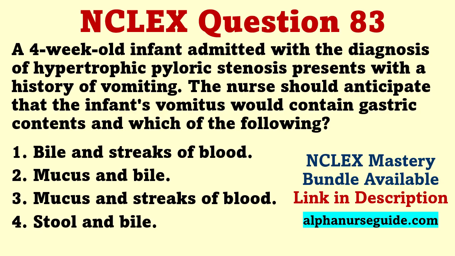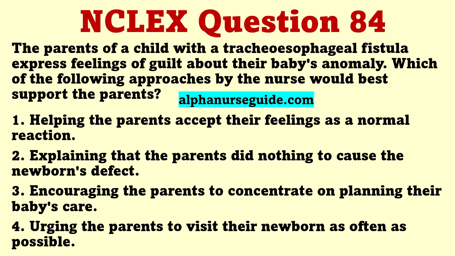The correct answer is 3. The vomitus of an infant with hypertrophic pyloric stenosis contains gastric contents, mucus, and streaks of blood. The parents of a child with a tracheoesophageal fistula express feelings of guilt about their baby's anomaly. Which of the following approaches by the nurse would best support the parents?